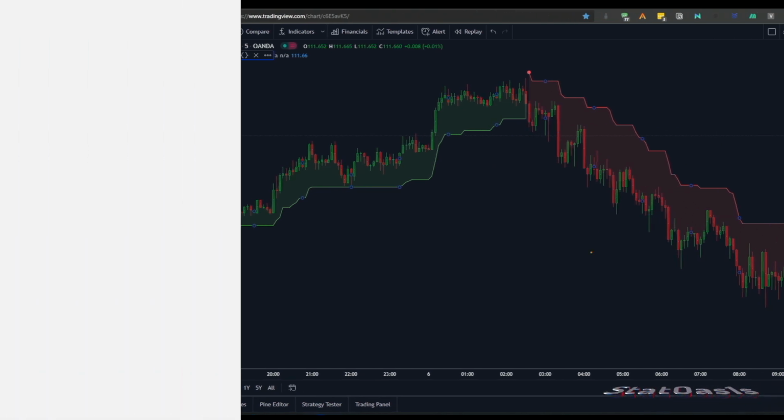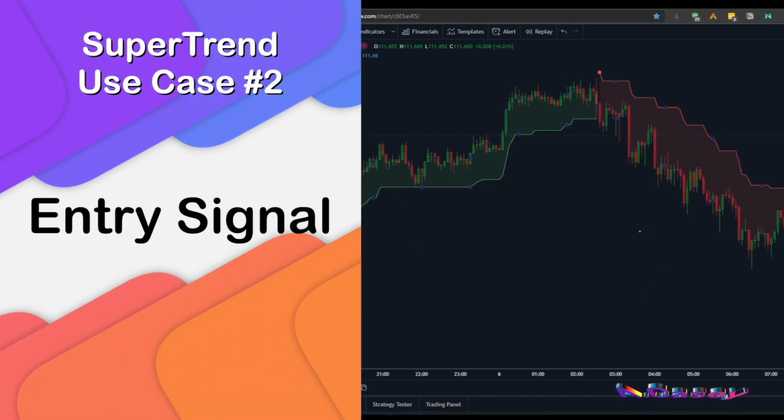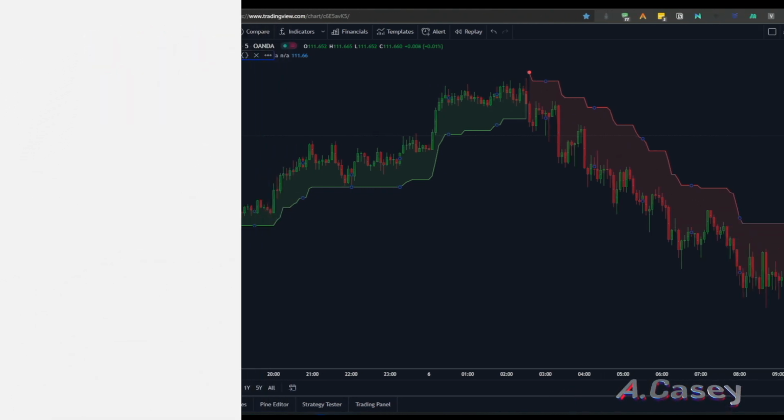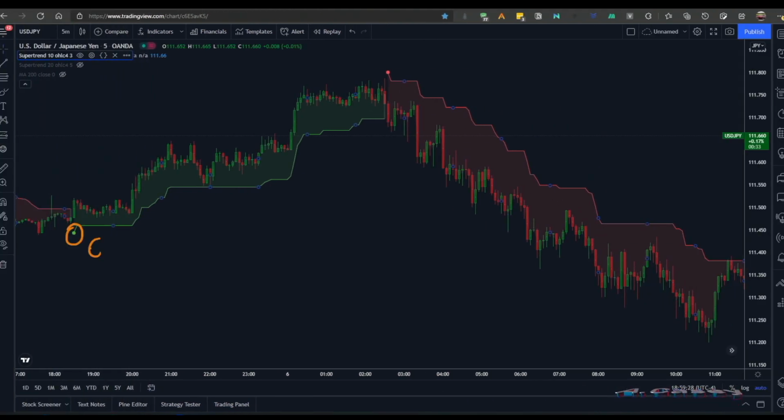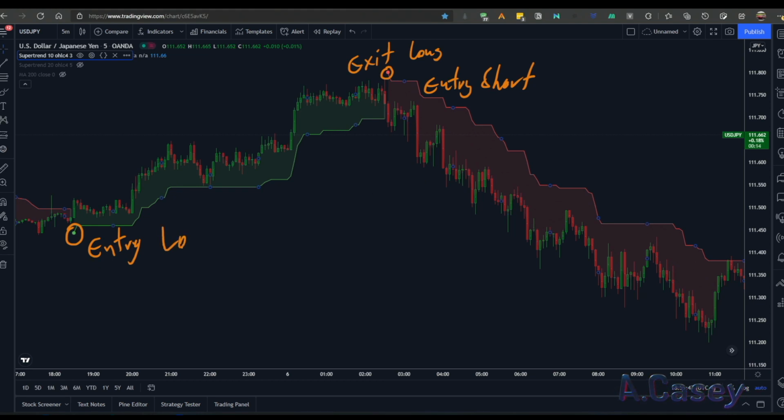Now, the other way you can use this indicator is by taking the change from red to green, which is basically from above the price to below the price, as entry. So in this case, this would be the entry. And then this will be the exit of the long, and also the entry for the short. Of course, this one, same thing. This is entry long and exit for short.